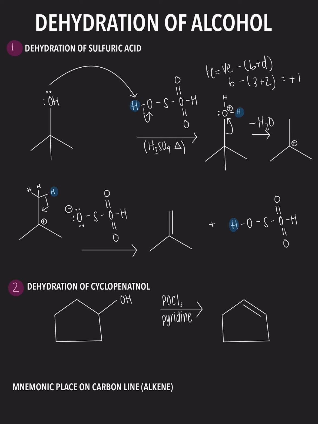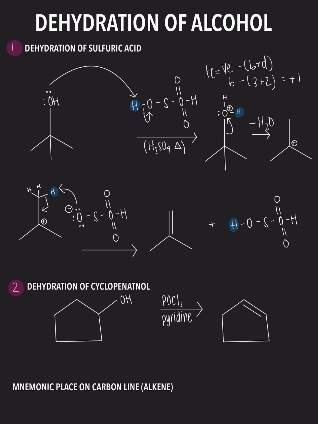And from the first step, we had H2SO4, but it lost the hydrogen, remember? So it's going to have HSO4 minus. Then these electrons from the oxygen are going to want to reform themselves, so it's going to go and grab that hydrogen, and then those electrons between the blue hydrogen and the carbon are going to go and form the alkene for us, which is what we form in this reaction.